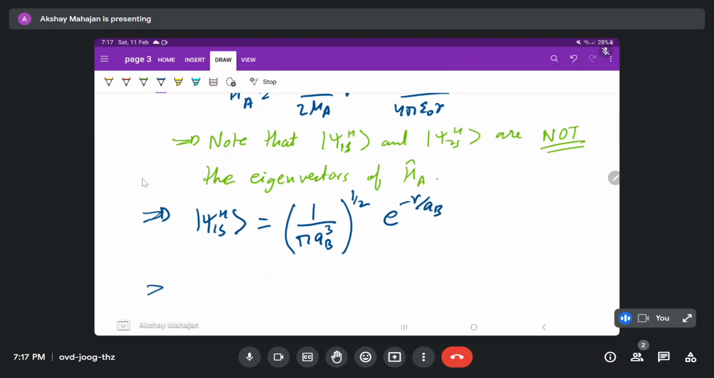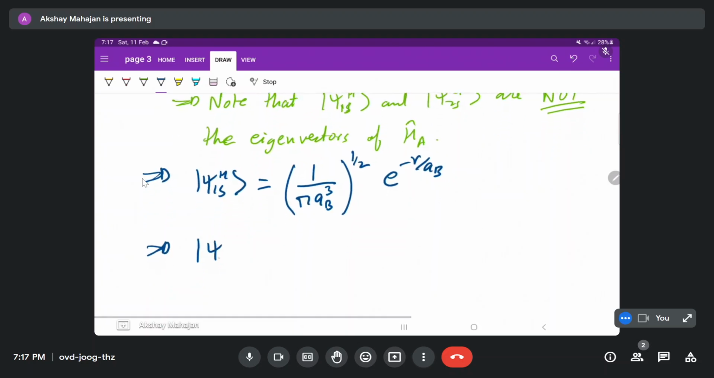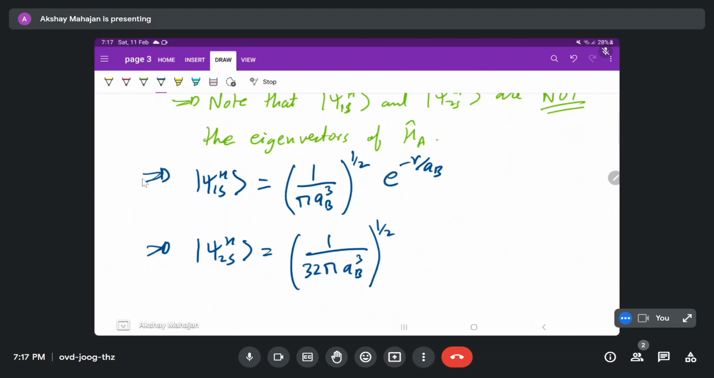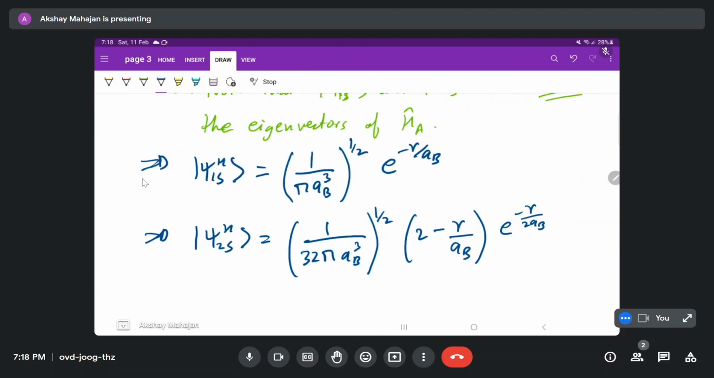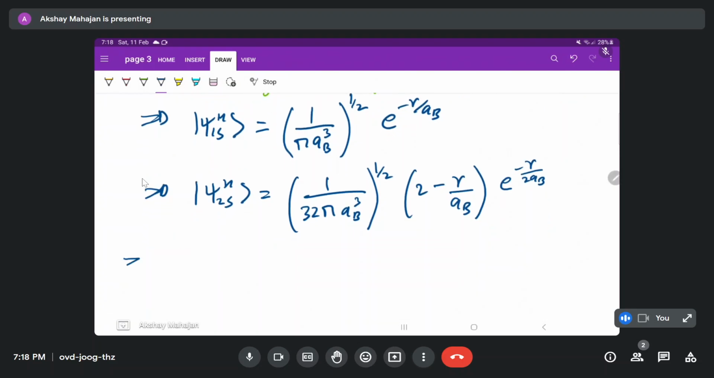a naught is your Bohr radius, and psi 2s of H is equal to 1 upon 32 pi a naught cube to the power 1 by 2, times 2 minus r by a naught, e to the power minus r upon 2a naught. So these are our wave functions, and using these we will find H11, H22 and everything.